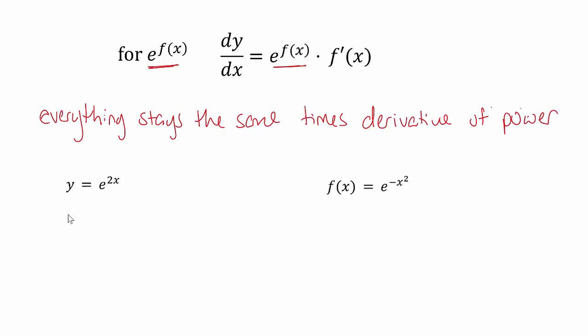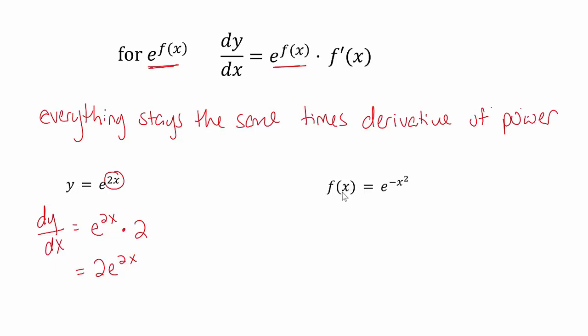So let's look at a couple simple examples. We have y equals e to the power of 2x. So my derivative would simply be everything stays the same times the derivative of the power, and the derivative of 2x is 2. That's my derivative. Now, I like to write this with the numbers in front. So 2e to the 2x. It's a little bit cleaner. I don't have the dot, but that's up to you.